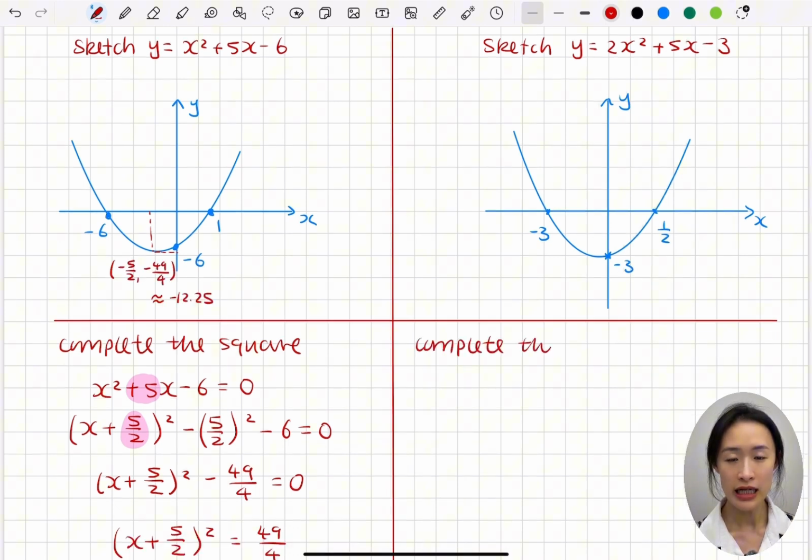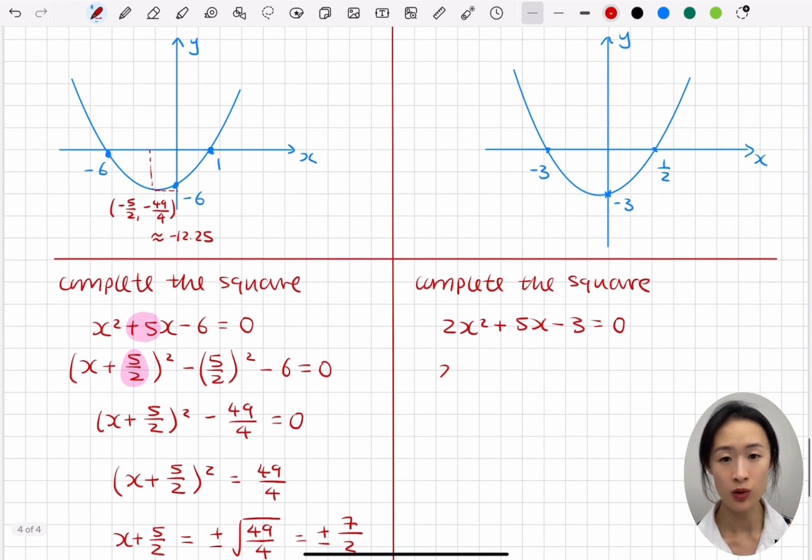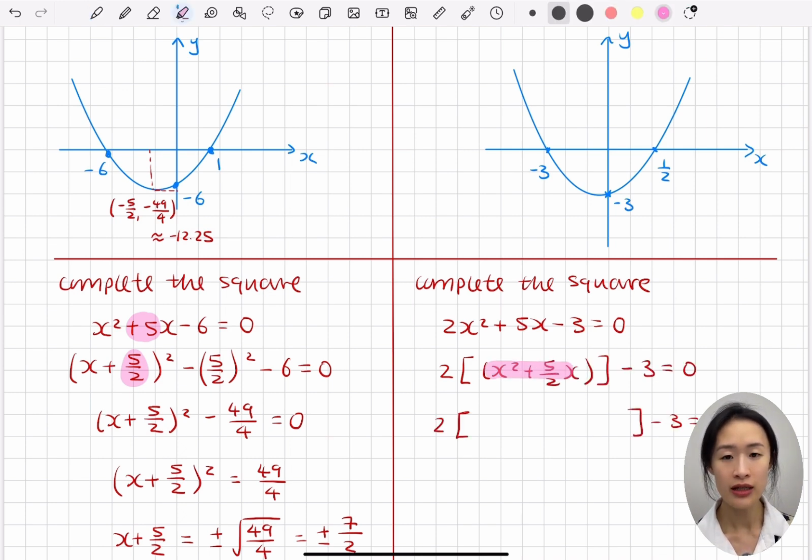So now let's look at the second example. What happens if I have a 2 in front of my x squared? So the first thing you want to do is to factorize out 2 to make sure that we have something familiar so that we can complete the square. So by factorizing out 2, you will see 2x squared now becomes x squared, and 5x now becomes 5 over 2 x. If I just look at the bracket, now I have x squared plus 5 over 2 x to complete the square.